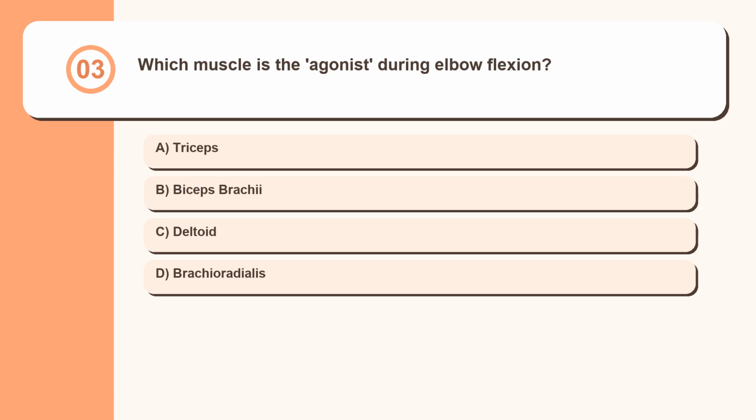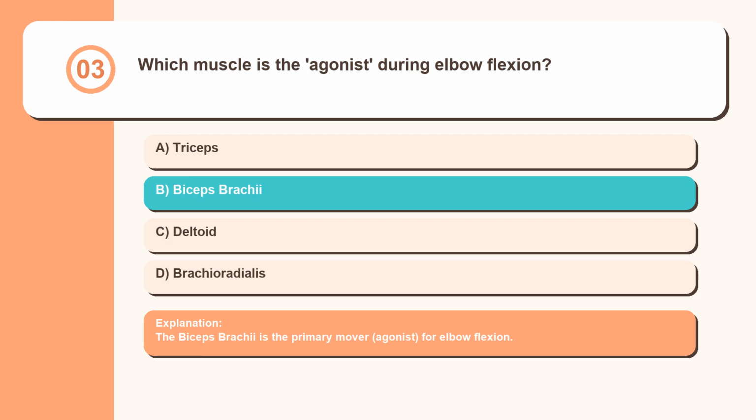Question 3. Which muscle is the agonist during elbow flexion? Triceps, biceps brachii, deltoid, brachioradialis. The biceps brachii is the primary mover, agonist, for elbow flexion.